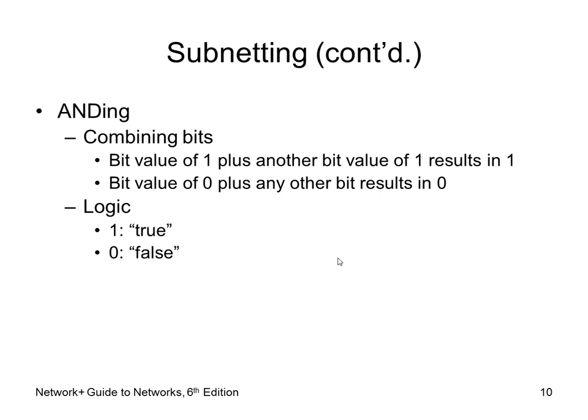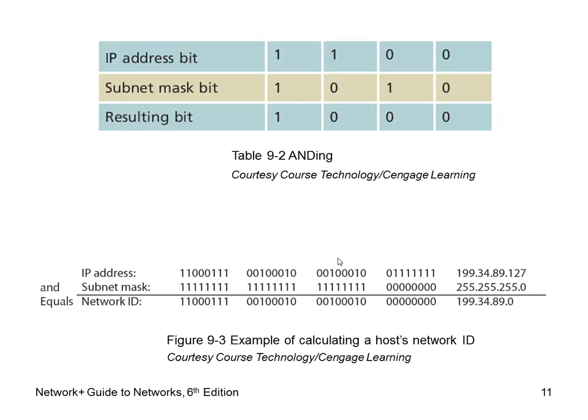ANDing, combining bits. Okay. So 1 and 1 is 1. A 0 and any other bit is 0. So 1 and 1 is 1, everything else is 0. Boolean is what we're doing. Boolean is on or off, 1 or 0, true or false. Okay, let's look at this and we'll come to it.